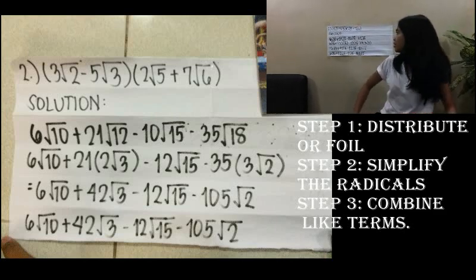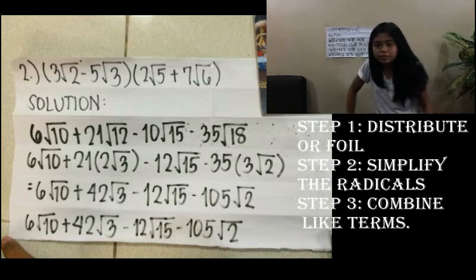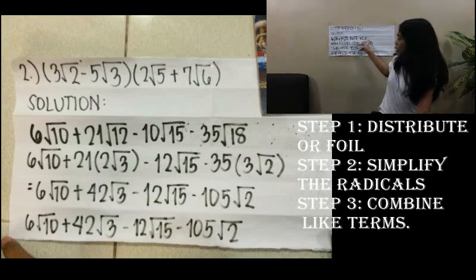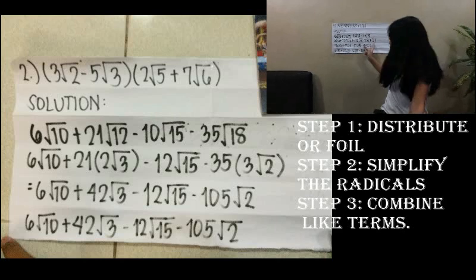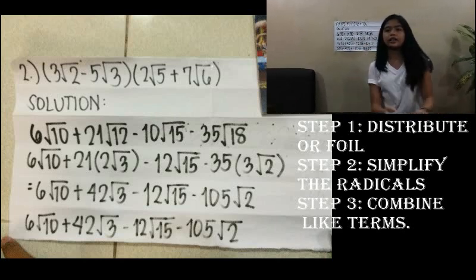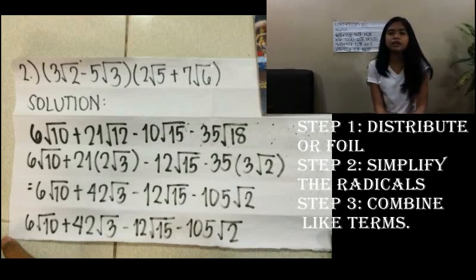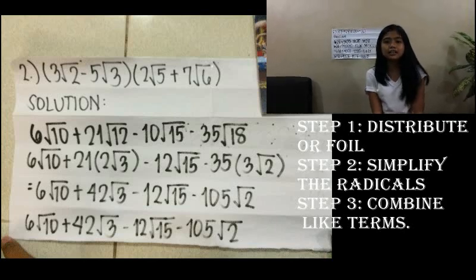Number 2. 3 square root of 2 minus 5 square root of 3 multiplied to 2 square root of 5 plus 7 square root of 6. Step 1. FOIL. Step 2. Simplify the radicals. Step 3. Combine like terms. Remember that in order to add or subtract radicals, the radicals must be exactly the same. In this case, there are no like terms.